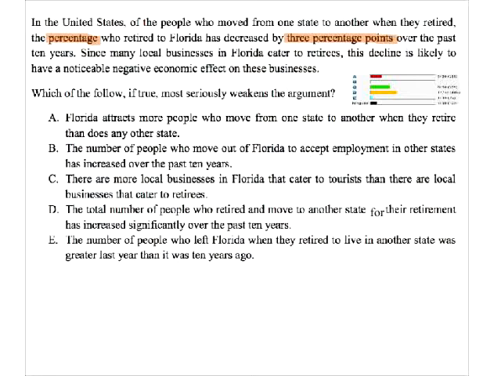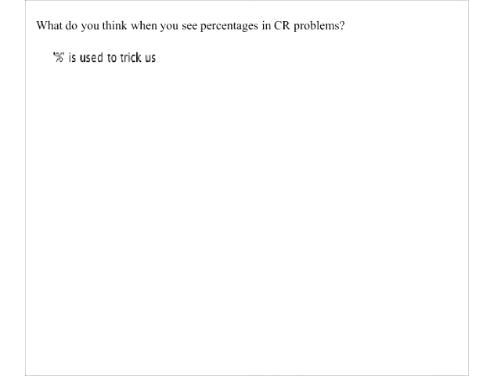Well, not really in terms of tricks. What you will see, actually one thing that's very nice about this, we'll come back to this problem in a second, but the question at hand right now is, what do you think when you see percentages in a critical reasoning problem? So here's a couple of responses. One student wrote this in the text box. One thing that's nice about this test is that this is not really ever true.